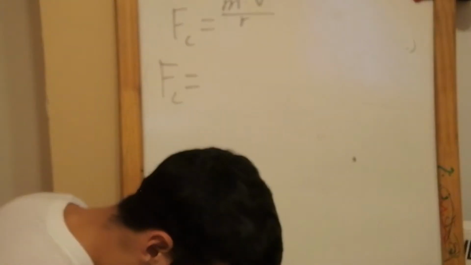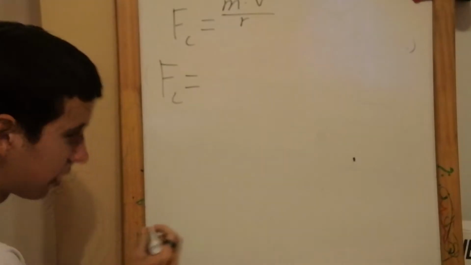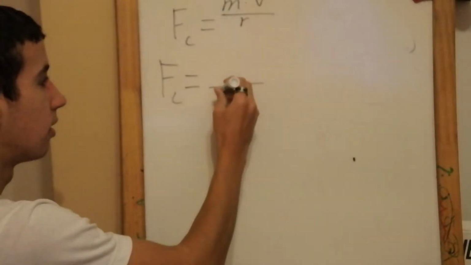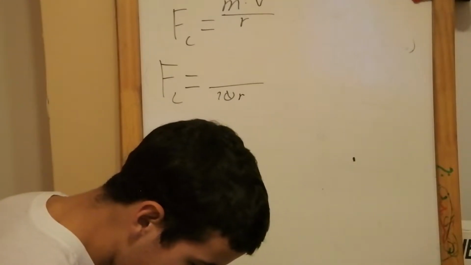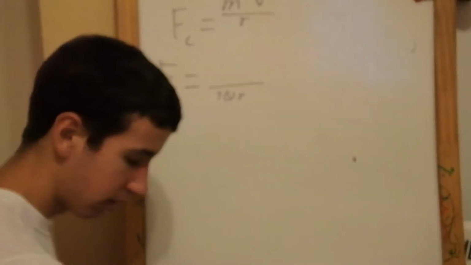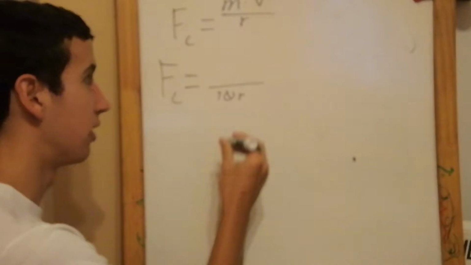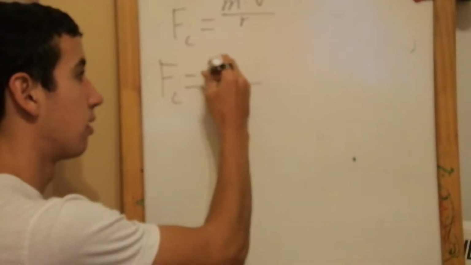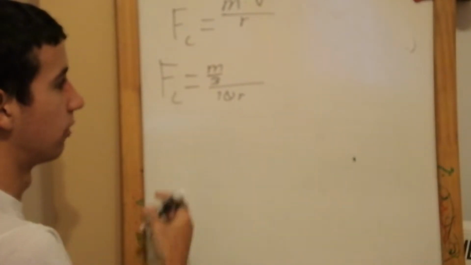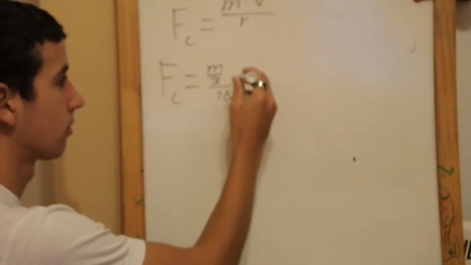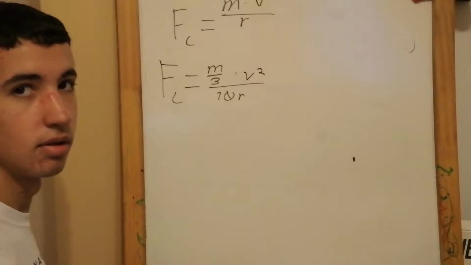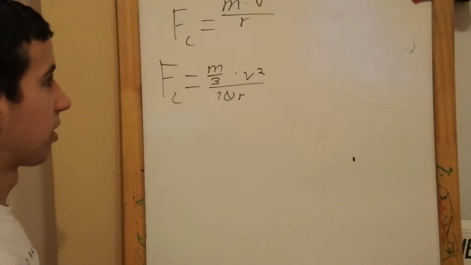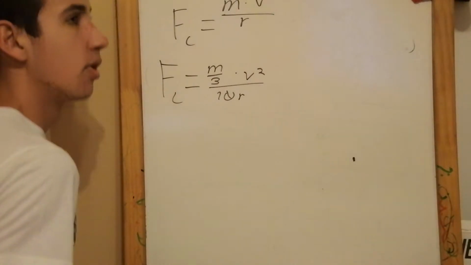So what did they say here? Radius increases by 10 times, divided by 10 times the radius. And the mass decreases by 3 times. So whatever m is, we're dividing it by 3. Velocity is held constant. Okay? Now that we have it set up, let's plug in some numbers.